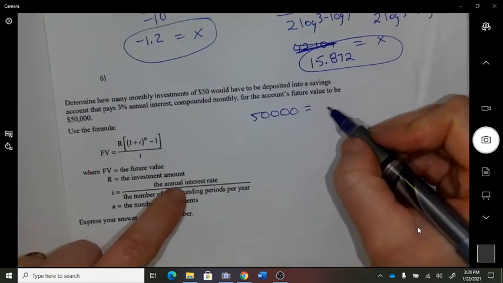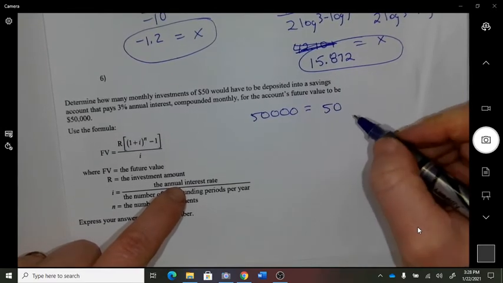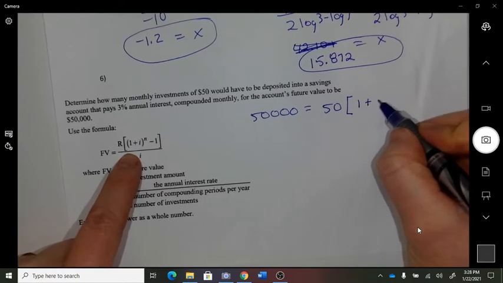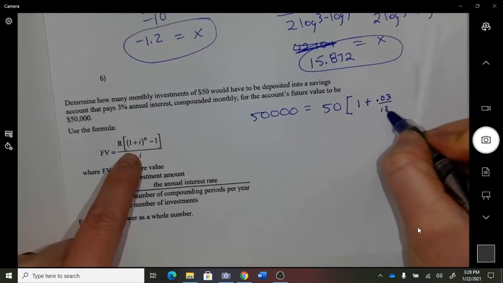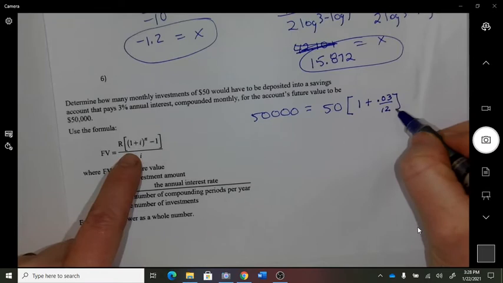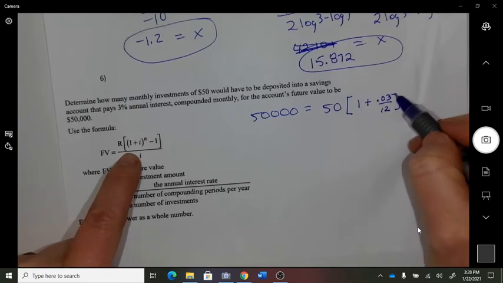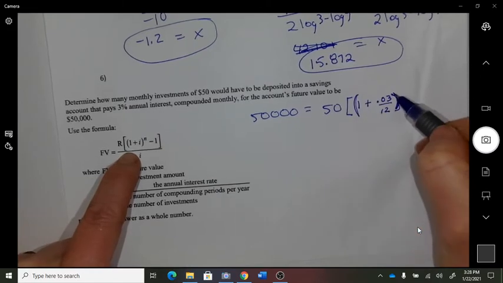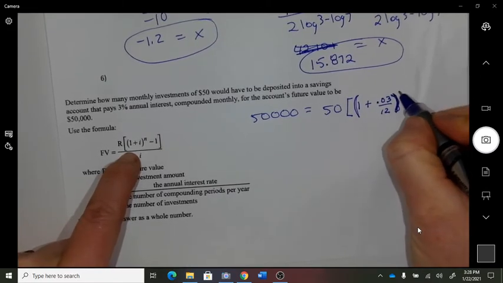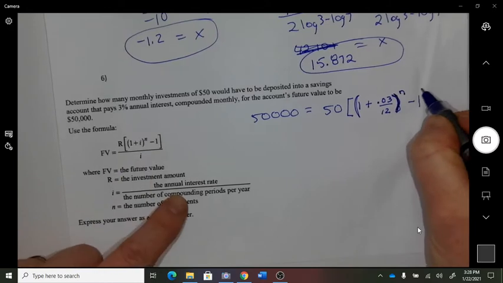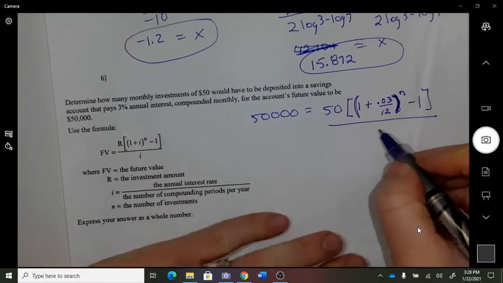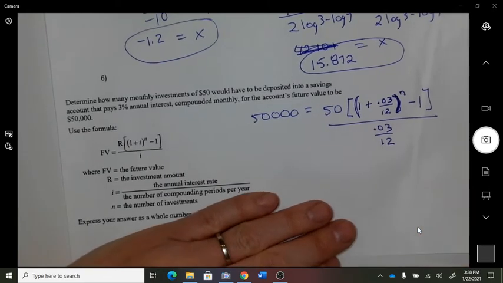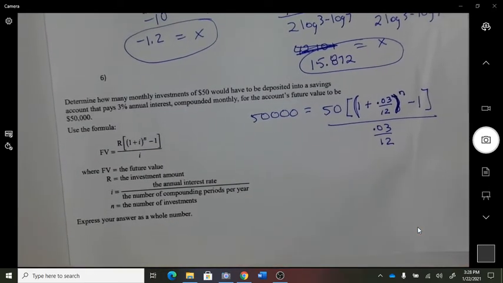R is the invested amount, so every month you're doing 50 bucks. 1 plus the interest is 0.03 divided by 12, to the n, we don't know, minus 1, all over the interest. So remember, the annual gets divided by 12 because it's compounded monthly.